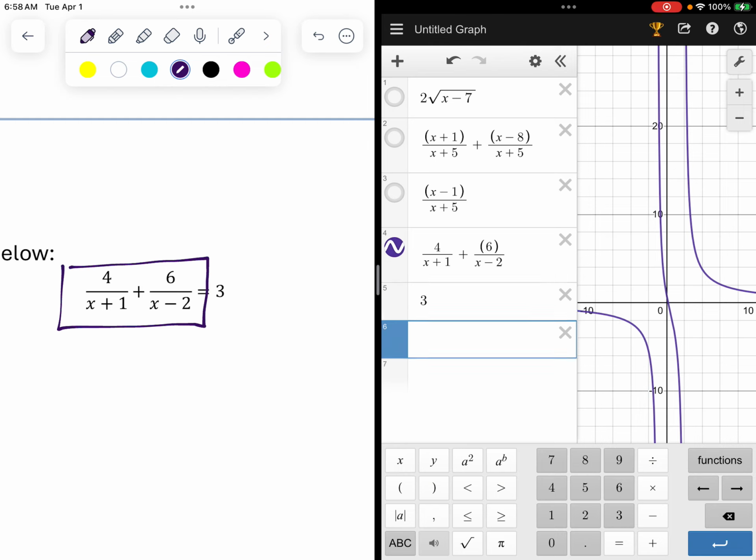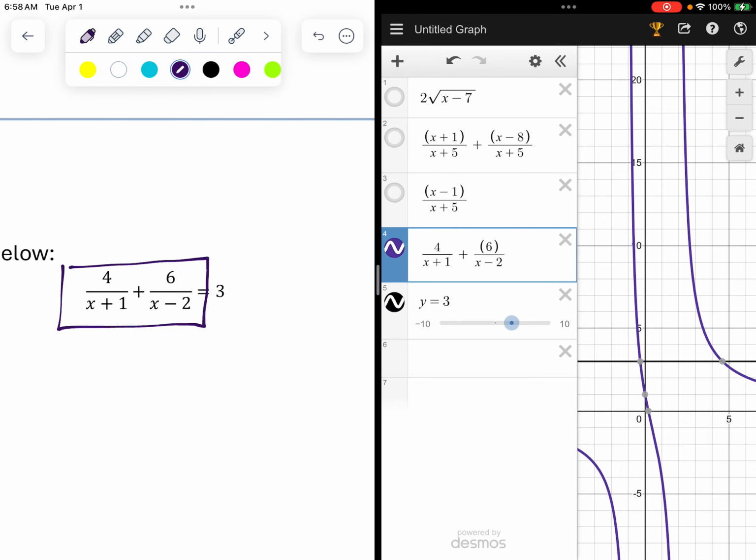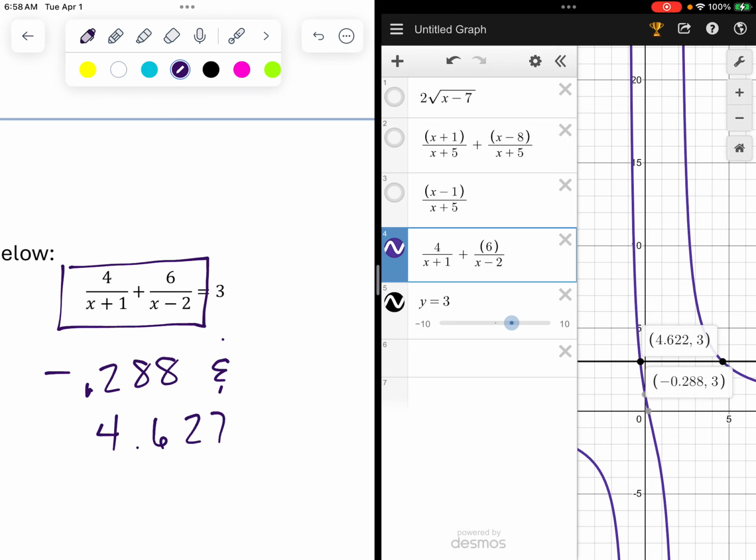And well, when I type in 3 and I press enter, nothing shows up. I'm not getting a line. So you actually have to type in y equals 3. There we go. And if you look right here, we're getting 2 intersections. So I have an answer of negative 0.288. And I have an intersection of 4.622.